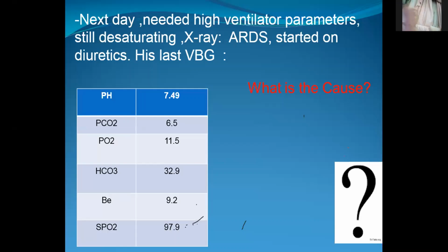Yes, due to diuretics, exactly. You can see your bicarb now is 32.9, which is high. Your PCO2 is almost compensated. Your pH is alkalotic because of the use of diuretics. The normal lactate level, as one of our doctors asked, is up to 1.5 to 2. This is the maximum level of lactate we can accept. More than 2 is abnormal.